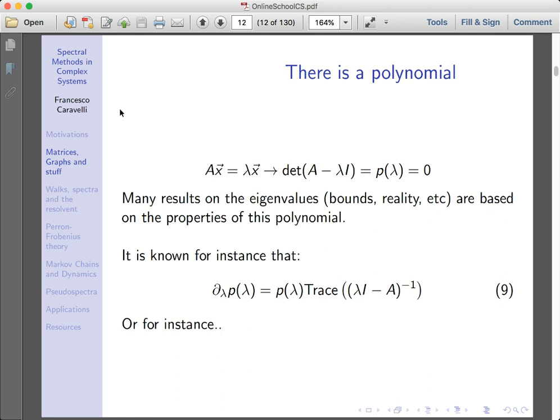And for this slide to be understood, you need to know what a determinant is. So I assume you know it. I'm going to describe the properties of the determinant in a bit more detail. The determinant of A minus lambda I is nothing more than the product of the eigenvalues of this matrix.